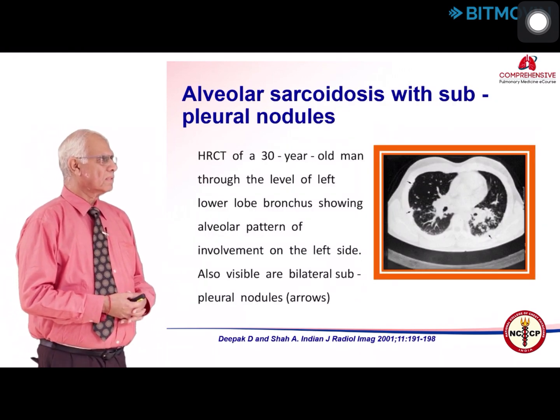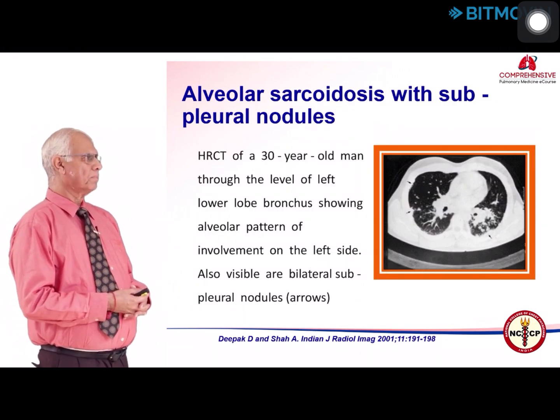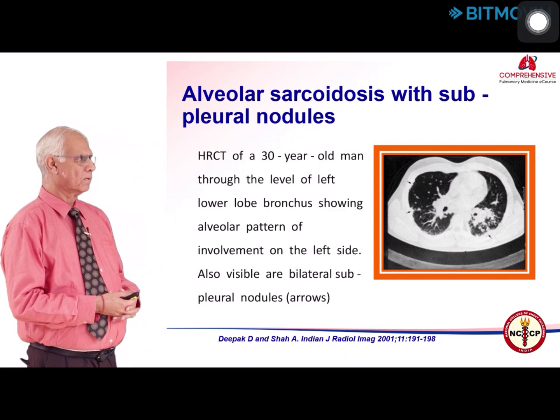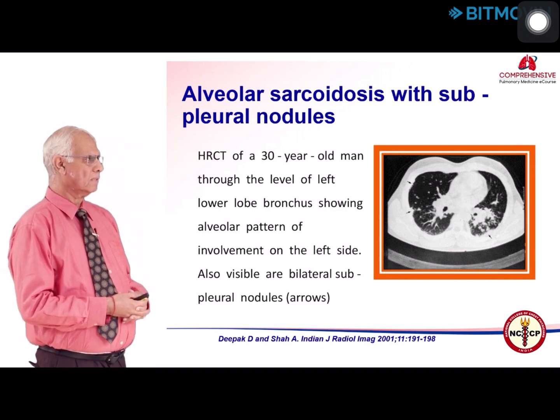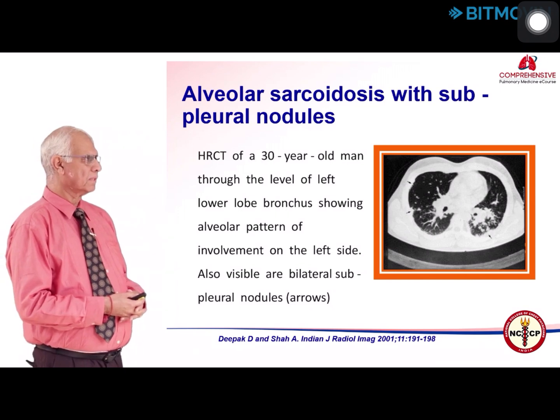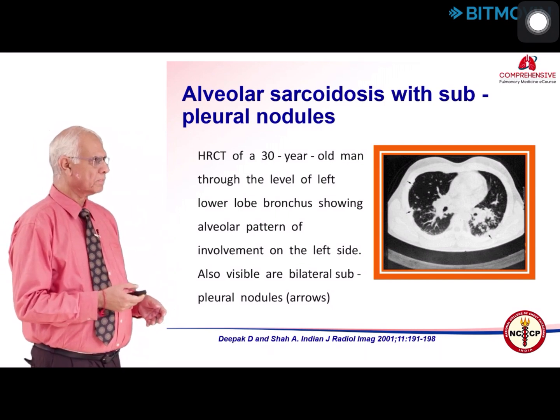Now, this is alveolar sarcoidosis with subpleural nodules. This is an HRCT of a 30-year-old man through the level of the left upper lobe bronchus, showing an alveolar part on the left side. Also visible are subpleural nodules, which have been highlighted with arrows.